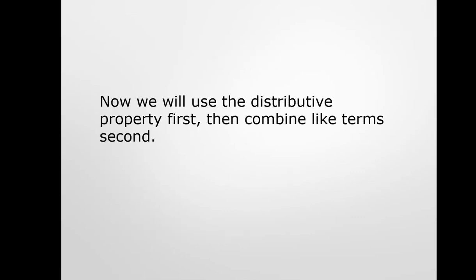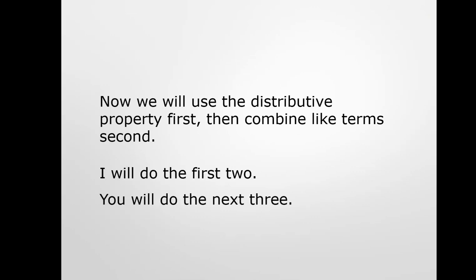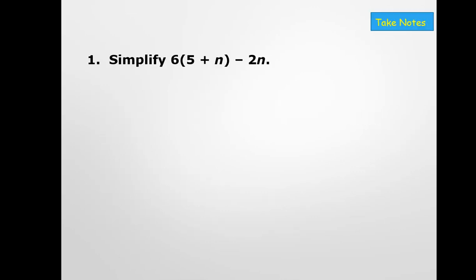Now we're going to use the distributive property first and then combine like terms. In other words, we're going to take these skills that we've learned and we're going to put them together. I'll do the first 2. You'll do the next 3. All 5 should be in your notebook when we're done. Okay, so again, we have our take notes indicator. Simplify. 6 times the quantity, 5 plus n, close parenthesis, minus 2n.